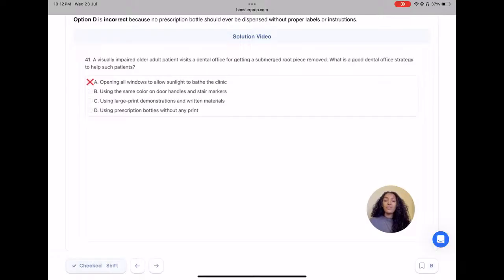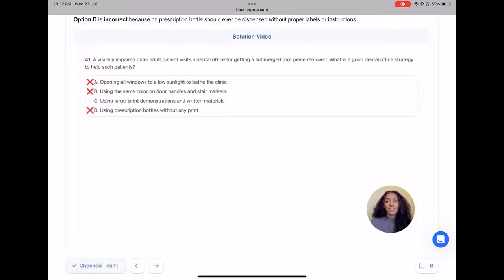So this is incorrect. Option B reads, using the same color on door handles and stair markers. If you use the same color for different areas in the clinic, it would make it difficult for a visually impaired patient to tell the difference. Instead, you'd want to use different or contrasting colors to make it easier. So this would be incorrect. Option D reads, using prescription bottles without any print. If a prescription bottle has no print, there will be no labels or instructions, and that can be very dangerous. A prescription bottle with no print should never be dispensed to any kind of patient, so this is incorrect.